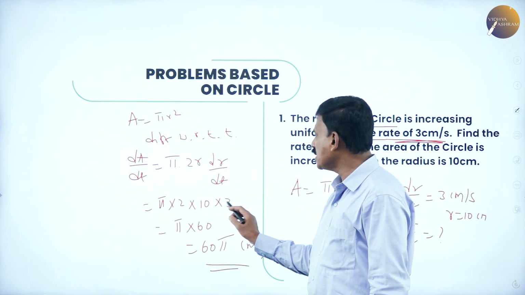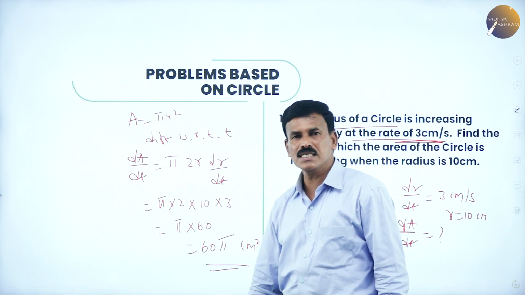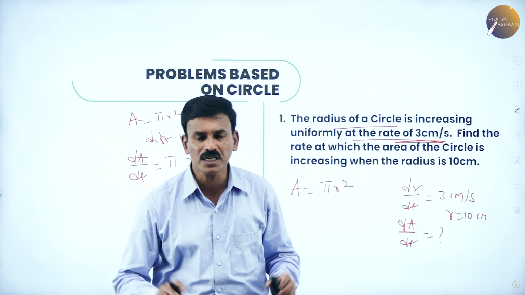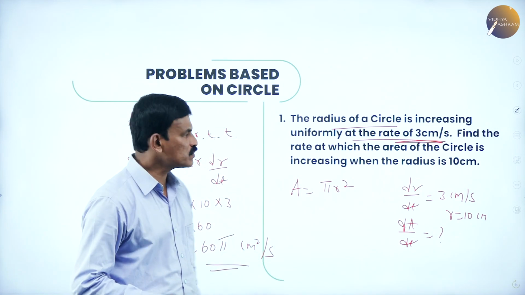So that is nothing but 10 into 3 into 2, which is 60 pi centimeter square per second, the required answer. Okay. Hope you followed. Very simple for 3 marks. Now let us come to the next problem.